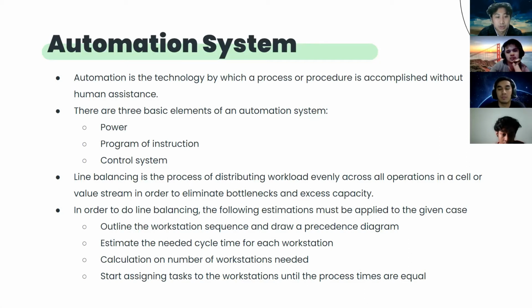In order to do line balancing, there are a few steps to be applied. First, outline the workstation sequence and draw a precedence diagram. Estimate the needed cycle time for each workstation, calculate the number of workstations needed, and start assigning tasks to the workstations until the process times are equal. Next slide.